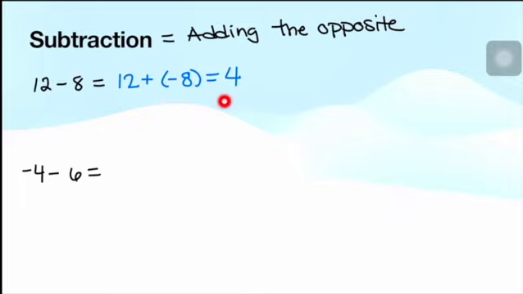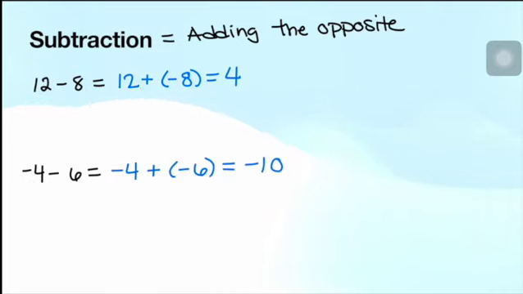12 plus -8, opposite signs, so we subtract them. Or if we have -4 minus 6, that's the same thing as -4 plus -6. Same sign, we add, and we get -10.